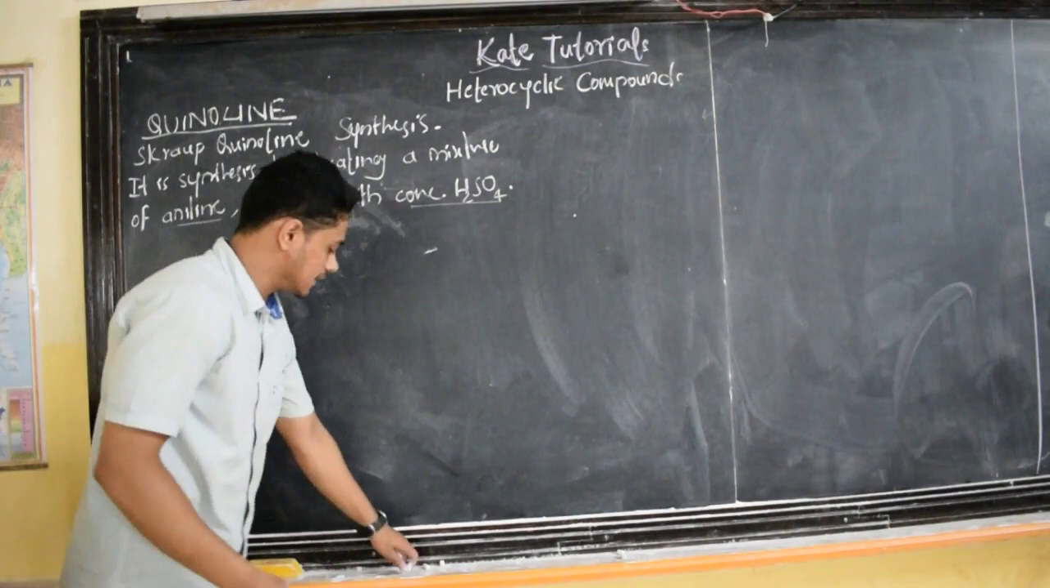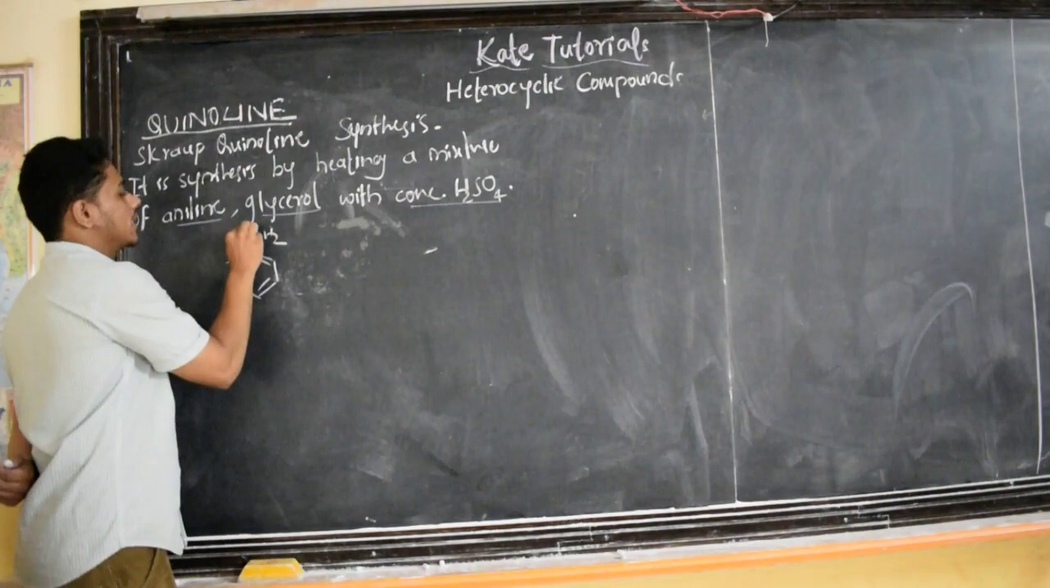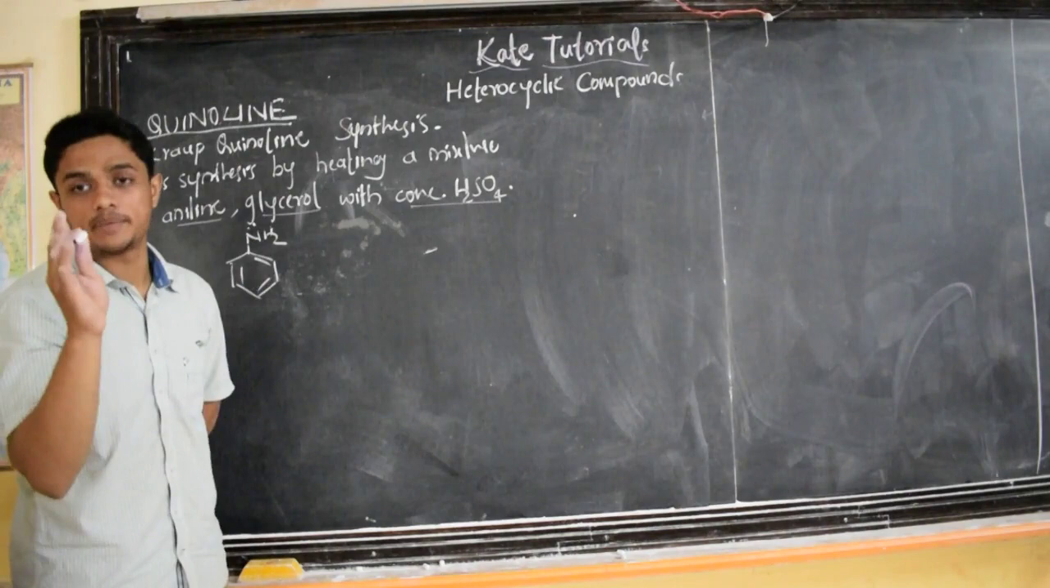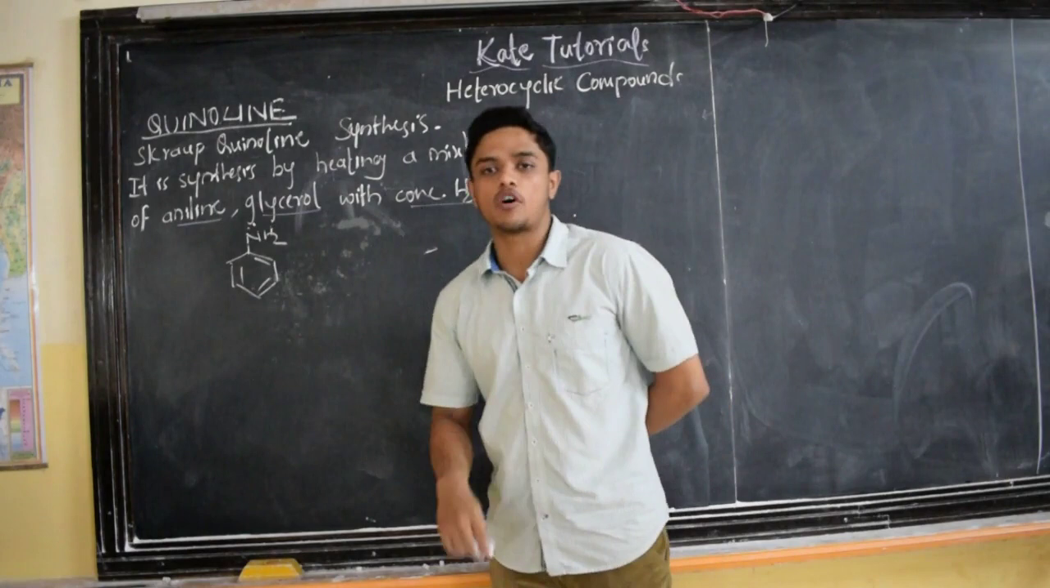See, aniline structure we know. This is aniline, C6H5NH2. Like this will be aniline, and here, a lone pair of electrons. In this aniline, the nitrogen is sp3 hybridized, and this is a primary amine. Aniline is also a good example of a primary amine.